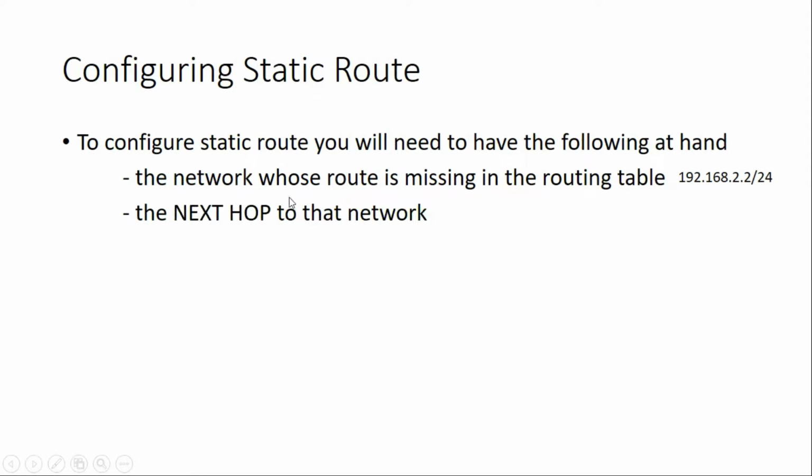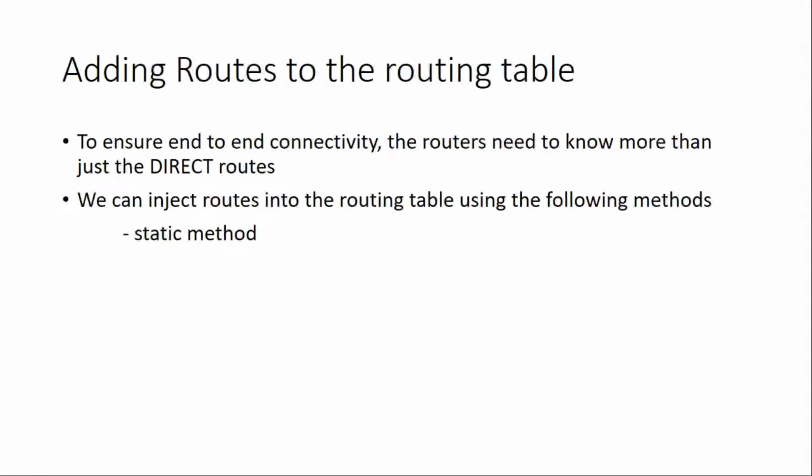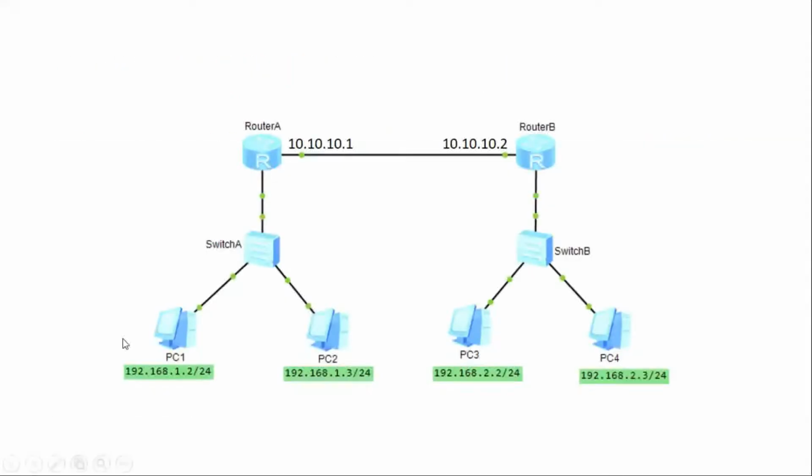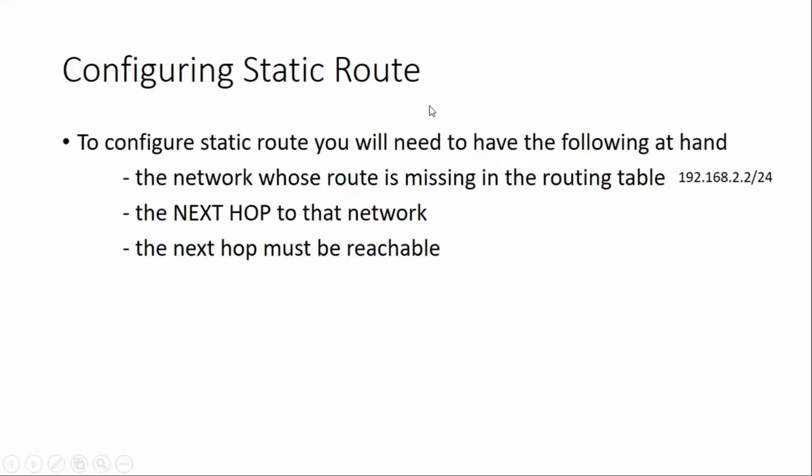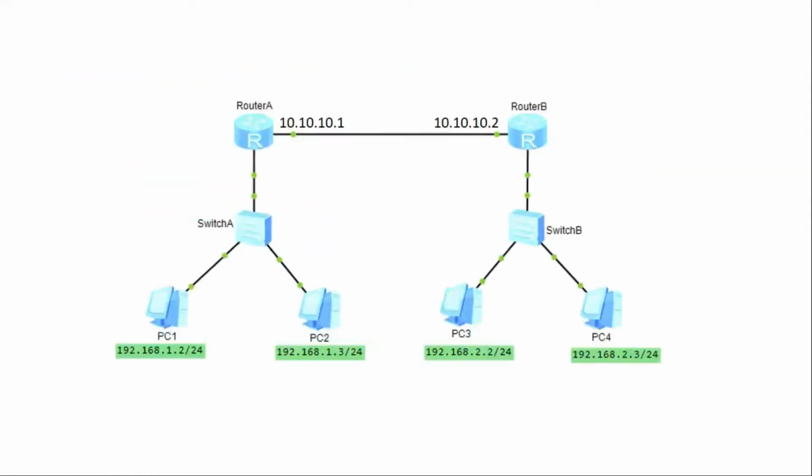The next thing you'll need is the next hop to that particular network. If I'm coming from router A and I want to go to this network, which is my next hop? My next hop is this IP. So you need to know the next IP address, and that next IP address must be reachable. When you know your next hop IP address, you must ping it first to see that it's reachable.